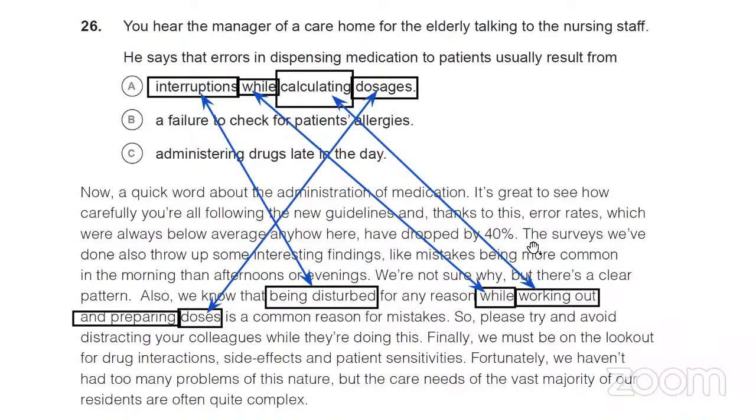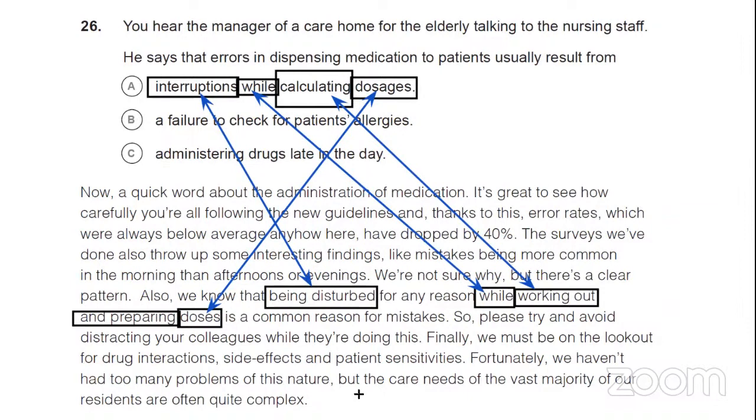So you have to analyze how the questions are going, right? Now this elimination technique, this is the induction method. Now I'm going to show you elimination technique. Changing the color, red. Now, administering drugs late in the day.